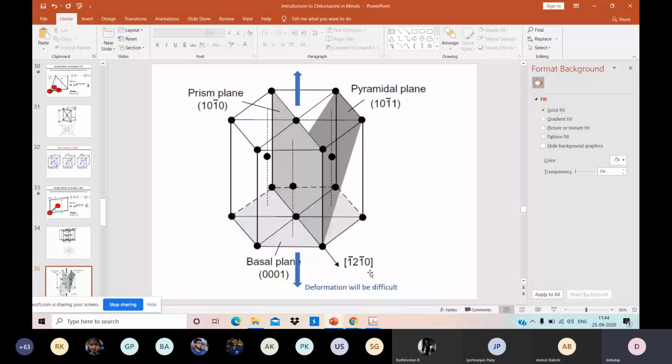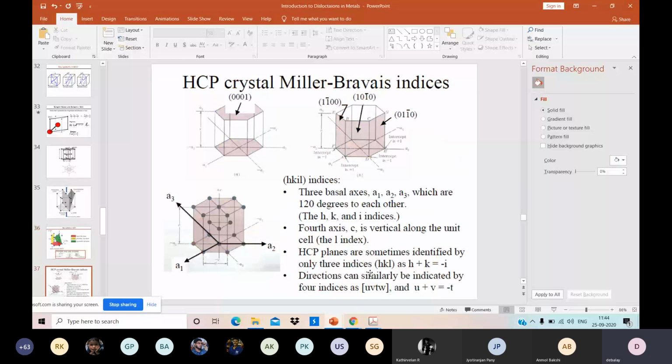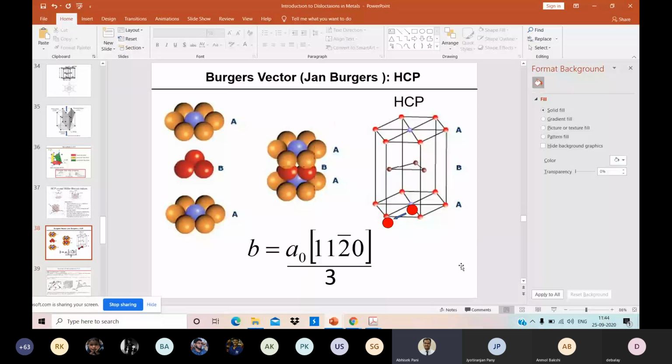Again, the same things are shown. Preferred direction. Miller indices is written with h plus k equal to minus i. And the Burgers vector is shown here, and the movement direction is also shown.